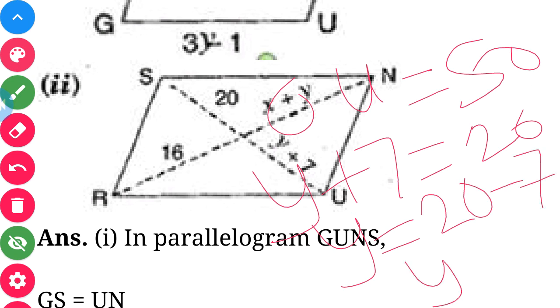Yes, y is equal to 13. Now I already have the y value here, children, so you can easily substitute 13 in the other equation.